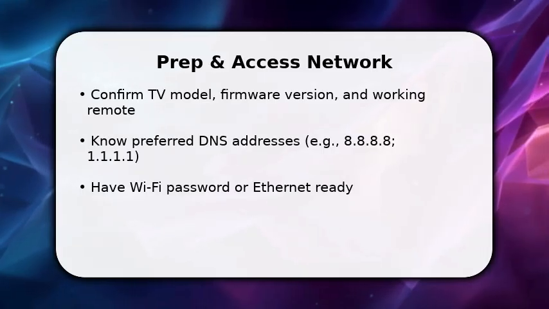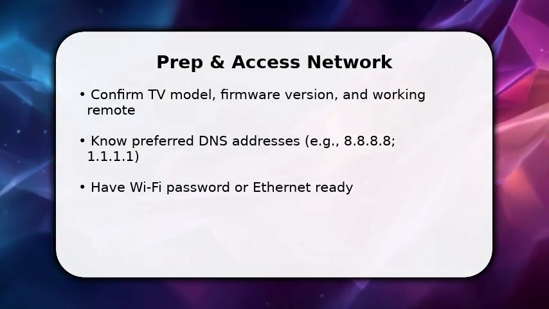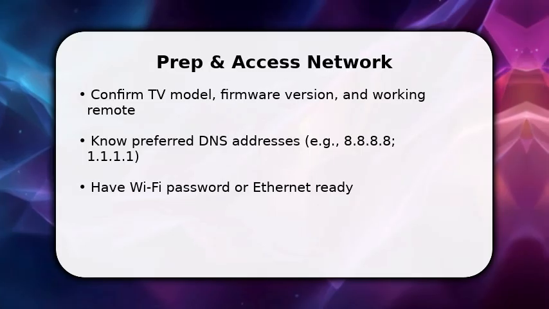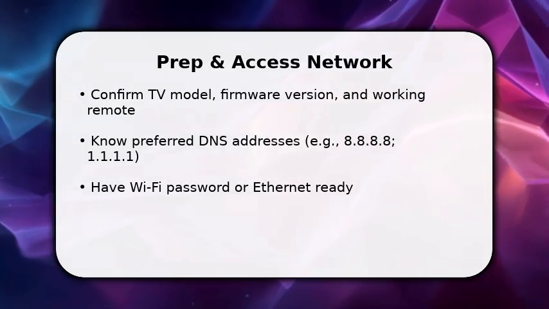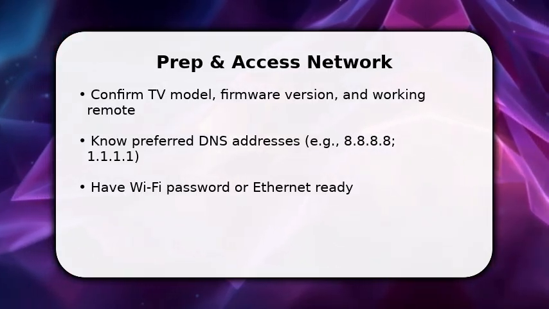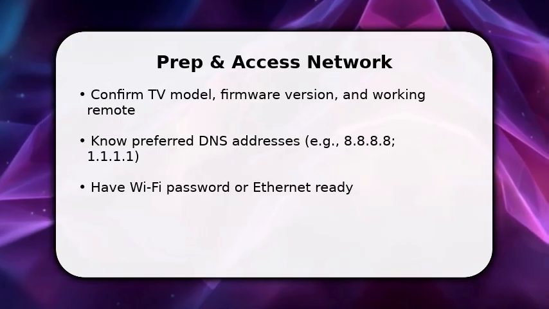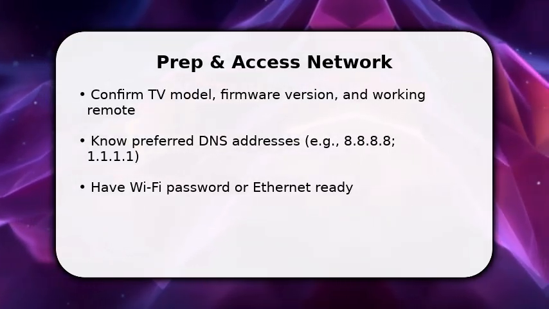You'll start by confirming the TV is on the same local network and that you know the DNS addresses you plan to use. Using your remote, open settings, then all settings, make sure you select network. Once there, choose Wi-Fi connection or wired Ethernet depending on your setup. You need to reach the network status or advanced settings screen to edit IP settings.